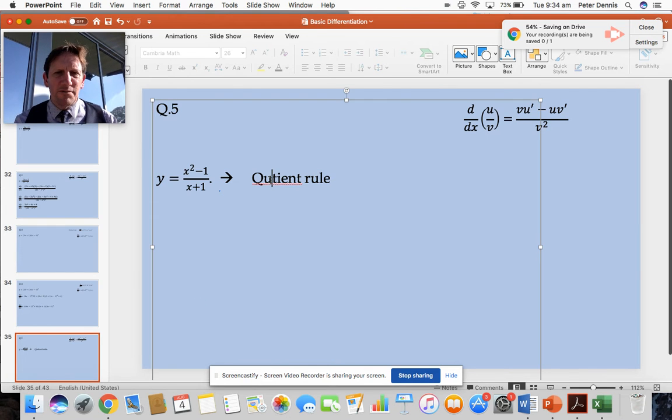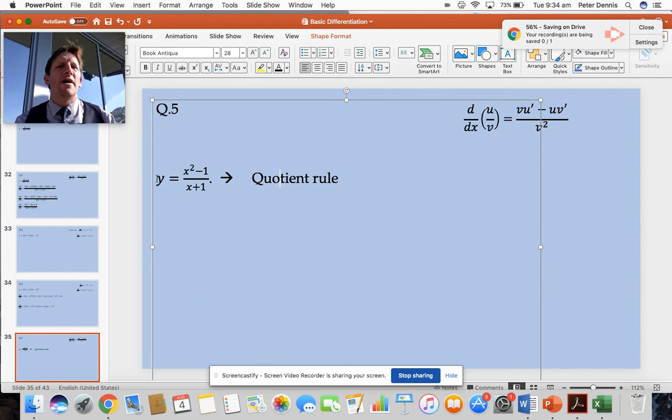Question 5, quotient rule spelt wrong straight away. I love that. Okay, question 5. Straight away, I see this is a quotient rule. So here's my quotient rule up there.